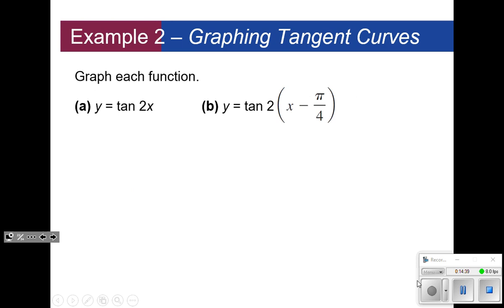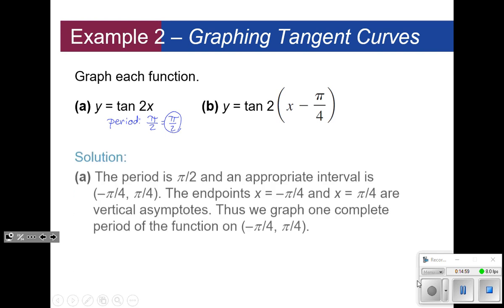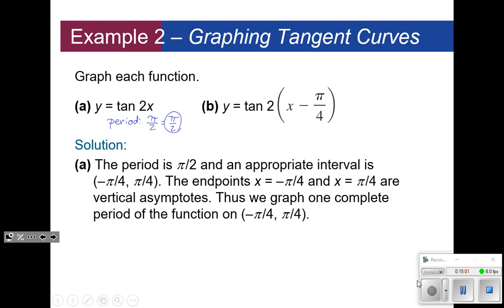Okay, graph each function. Again, what this 2 does is tell me my period is going to be pi over 2. I mean, it doesn't reduce or anything. So if I'm graphing, and you'll see here, I'll let them do it. They're better at it. That's going to change my period. So this one over here, again, this is my k. So period is again pi over 2.